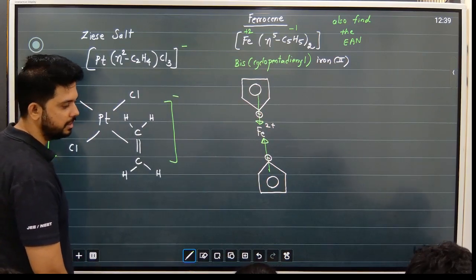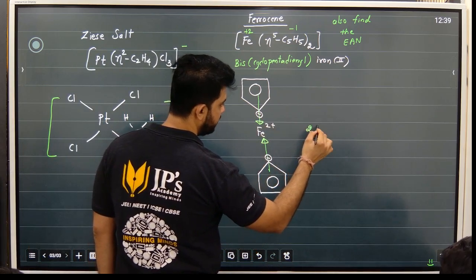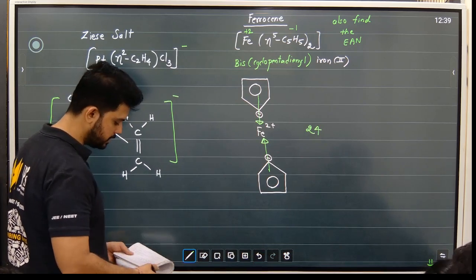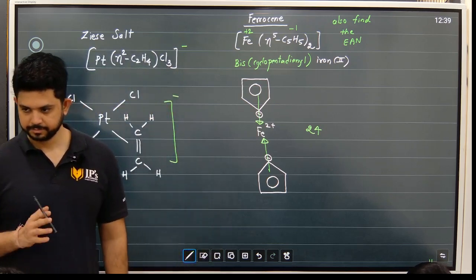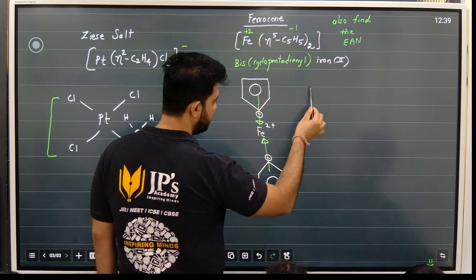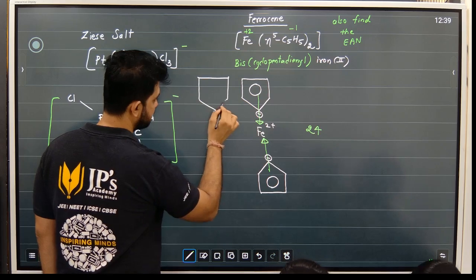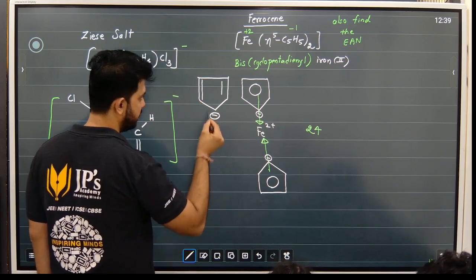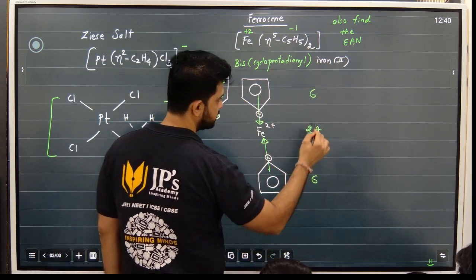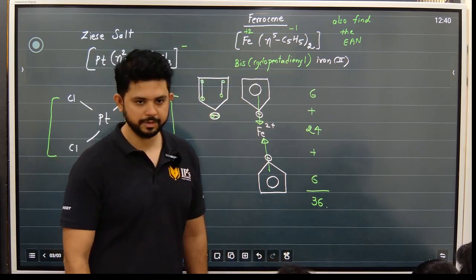If we try and calculate the EAN or effective atomic number, so for Fe, the atomic number is 26. Fe +2 will become 24. Getting that? And what should it reach usually when we study this? It has to reach coordination number 6. So which means how many lone pairs do I need from the cyclopentadienyl? 6. Which I can see that 2 over here and 2 over here. So 6 from here. Similarly 6 from here. So what is the EAN? 36.